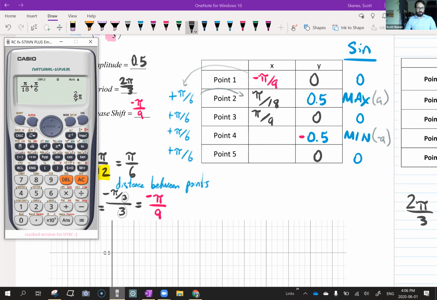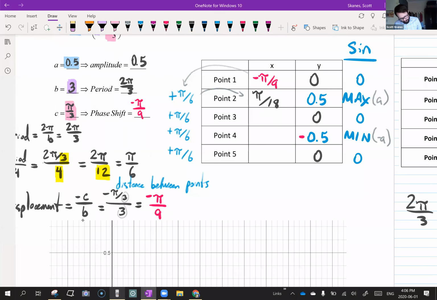Yeah, 2 pi over 9. I'm not sure how I got what I got, but it didn't seem right. When I graphed it, if I was to graph it, it would have been obvious.